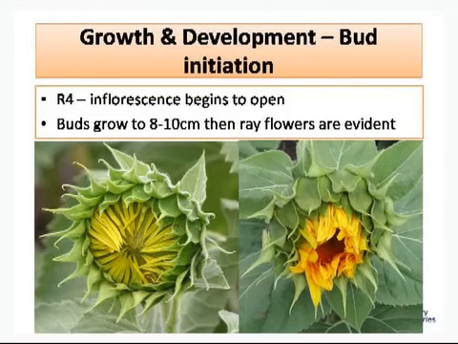The ray petals, which are that first initial yellow that you'll see, and I suppose the pretty part of the crop, are at R4. At this stage you'll just start to see a touch of yellow appearing in the crop.